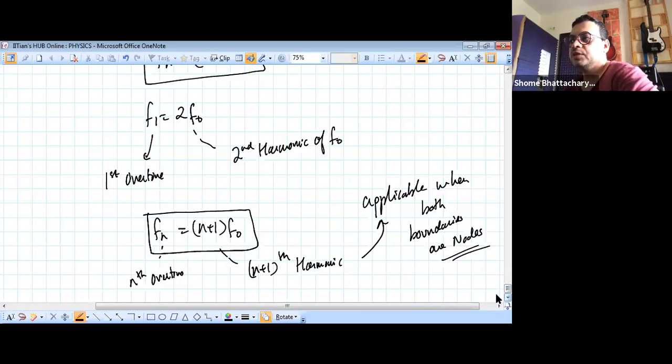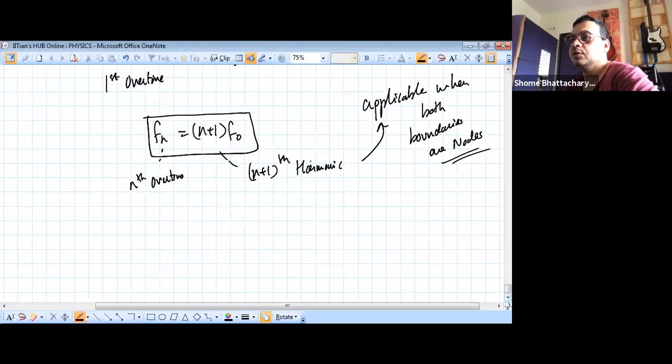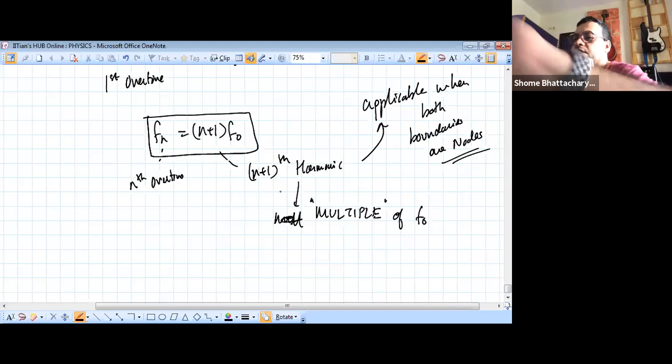Okay, so I'm hoping that this is clear to you. You should not get confused between what is overtone and what is harmonic. What does harmonic mean? It is just the multiple of F0, the fundamental frequency. Whatever the multiple of the fundamental frequency is, we call it a harmonic. So if it is the fifth multiple, it is the fifth harmonic. If it is the hundredth multiple, it is the hundredth harmonic. Whereas overtone is to do with the series.